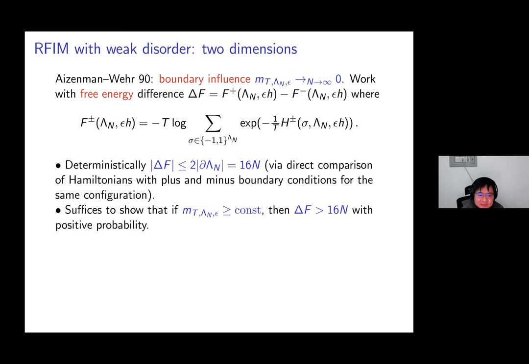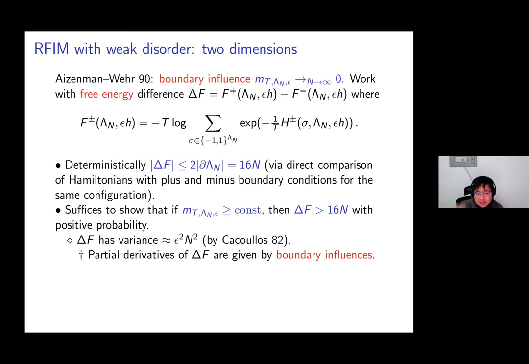So now it suffices to show that if the long range order exists, if the boundary influence stays above a constant, then with a positive probability, the free energy difference is larger than say 16 times n. If one can show this, then by contradiction, we get what we wanted. And we can first calculate the variance of this free energy difference, it's epsilon squared times n squared.